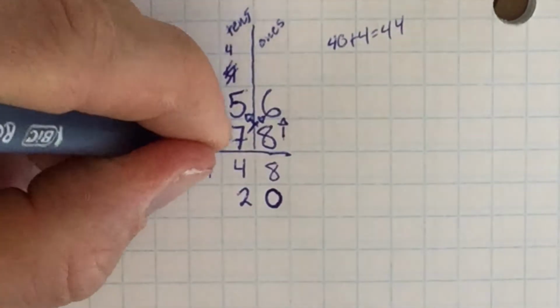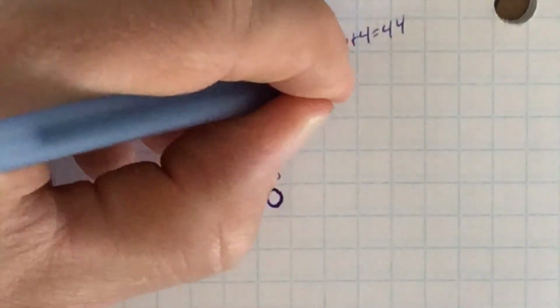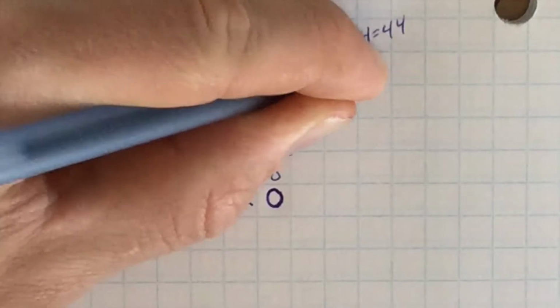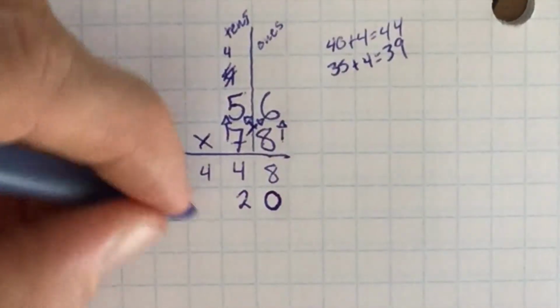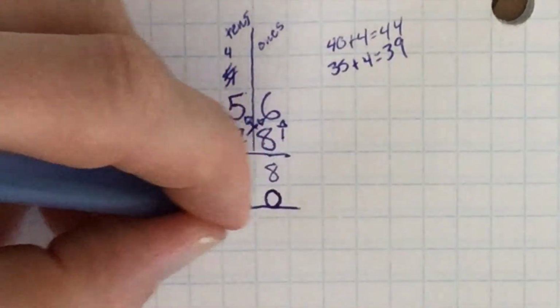Now I've done 7 multiplied by 6. I'm going to do 7 multiplied by 5. That's 35. Add 4. It's 39. And I'm left with 2 products.